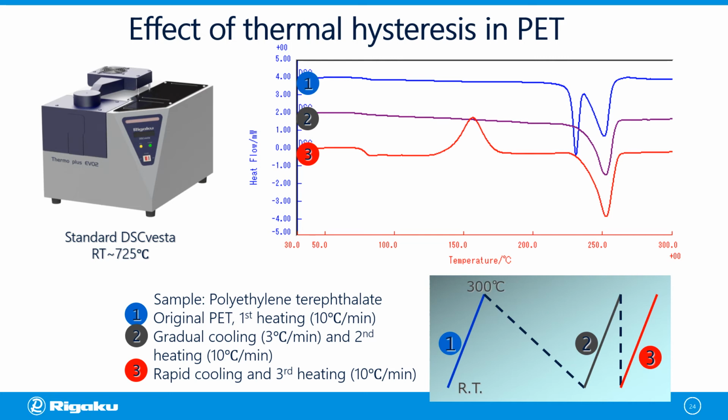In this experiment, we can say that heating up to the melting reaction cancels the thermal hysteresis of a material. However, during the cooling process, a new thermal hysteresis is formed within the material, and the cooling time from the melt affects the crystal formation.